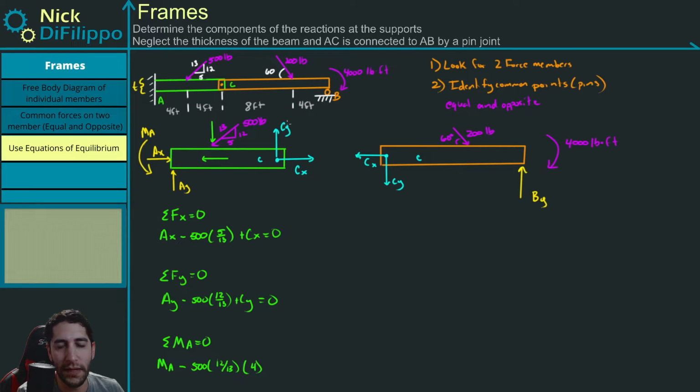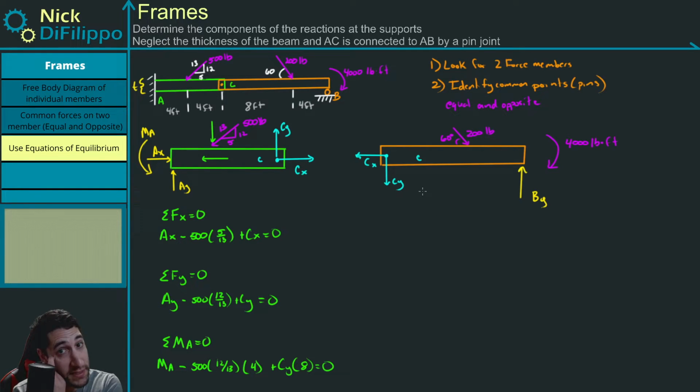And the last thing we need is this CY force. CY is going to go head first. So it's going to be plus CY times this entire distance, which is 8. And this is equal to 0. Okay. So really can't solve anything with this set of equations. We have 5 unknowns. We have 3 equations. So we move on to member CB.